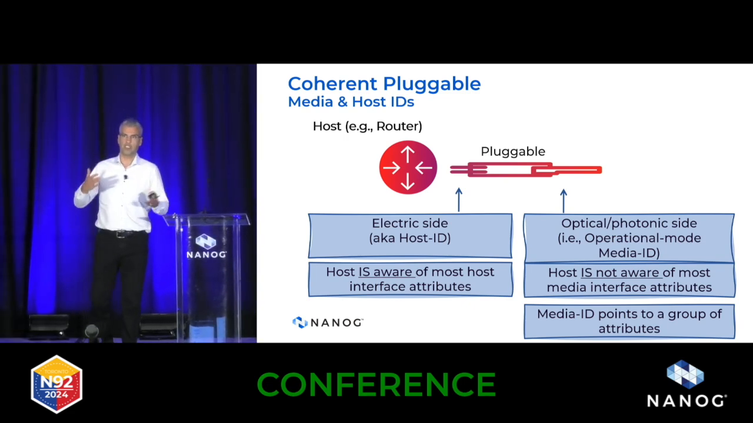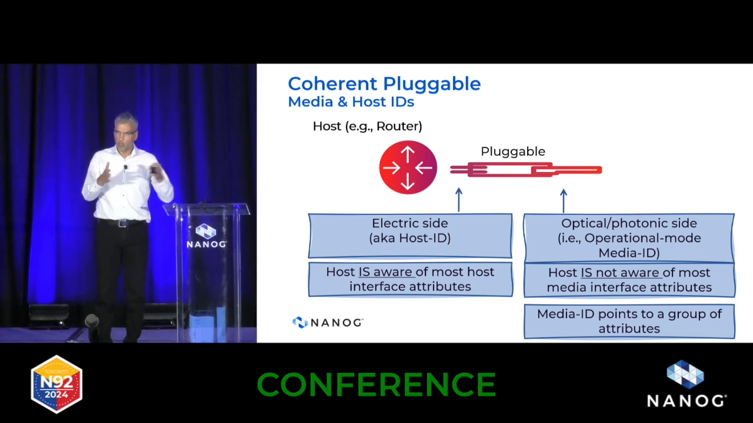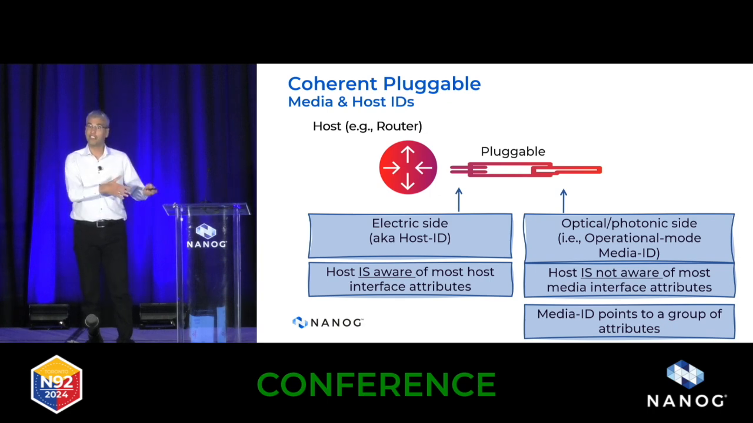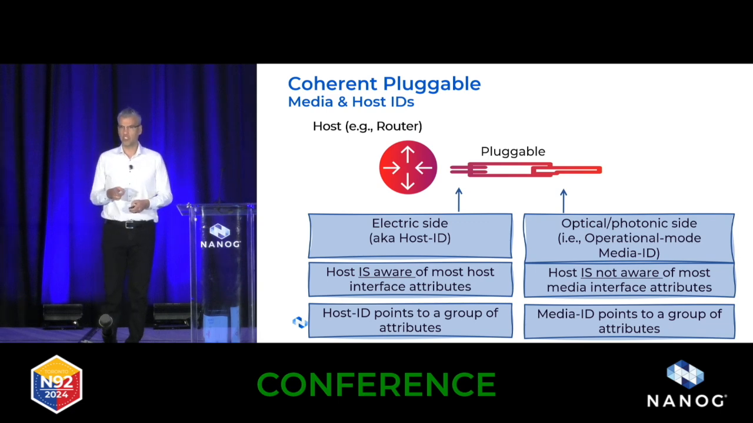On the other side, now I have the electrical connectivity of the pluggable to the router. This is the electrical side. Again, if you're familiar with any of those SDOs, we call it host ID. Host ID is, again, a number that characterizes that interface. So obviously, the host should be aware of that. If it is 400G, well, how many lanes do I have? Those characteristics are defined from the electrical side, on the connectivity between router and pluggable. Host ID, again, is one number that characterizes that one, similar to the media ID, which is for the other side.